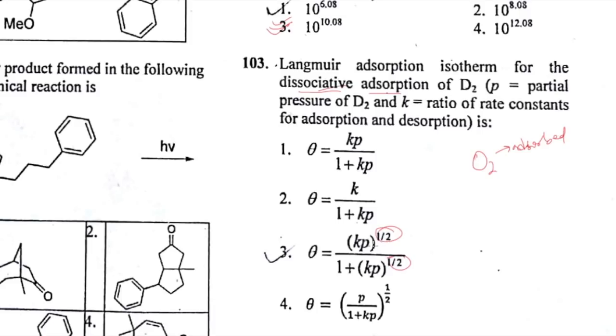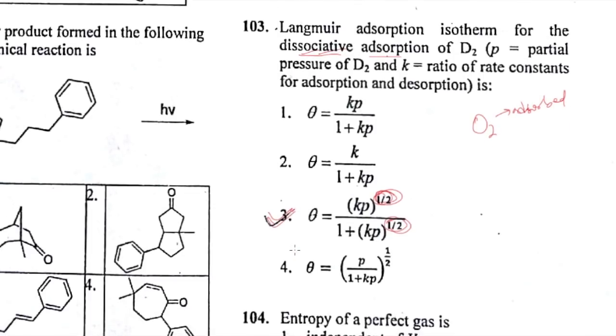I told them that O2 is getting adsorbed but O2 is not getting dissociated. So unless and until you have dissociative adsorption, you don't have to put this power. Since it is mentioned in the question that it is a dissociative adsorption, only then have I taken the power to be 1 by 2, and that's why the correct option will be option number 3. I hope most of you did this question correctly, and I hope my videos helped you guys.